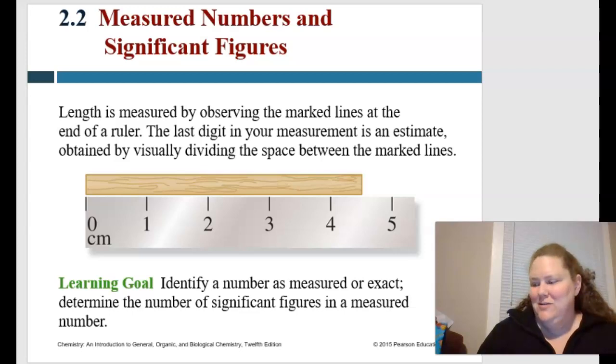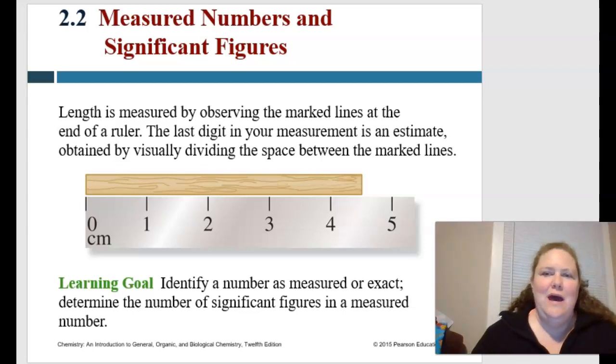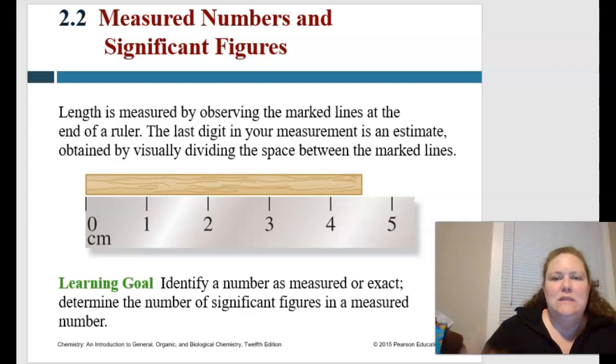Okay, moving on in Unit 2, we're going to be looking at how we measure numbers and use significant figures. Sometimes significant figures is abbreviated as sig figs, and so you'll see me use that a few times because I'll probably slip up and just call it sig figs, but that just means significant figures.